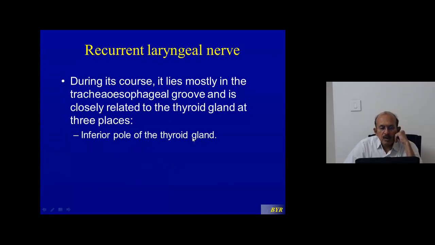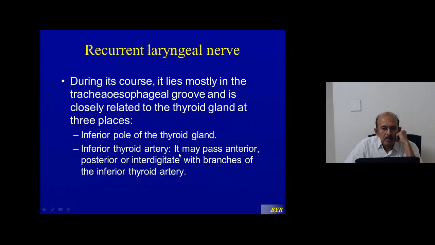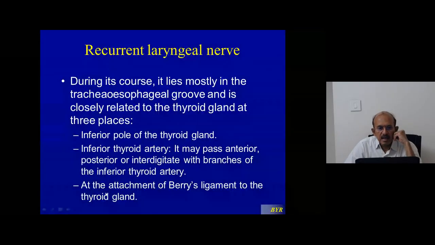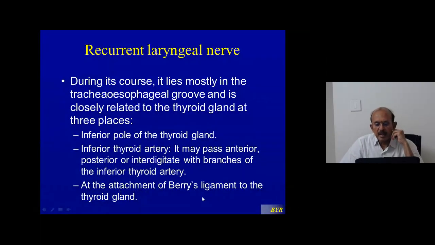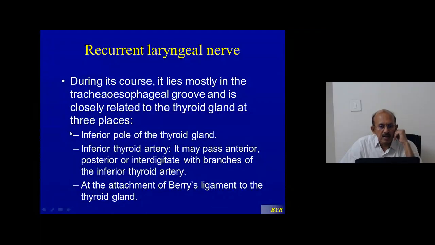One, at the inferior pole of the thyroid gland. Two, it is closely related to the inferior thyroid artery. It may pass anterior, posterior, or in between the branches of the inferior thyroid artery. And third place is at the attachment of Berry's ligament to the thyroid gland. So these are the three places where the recurrent laryngeal nerve is intimately related to the thyroid gland and is in danger during surgery of the thyroid gland.